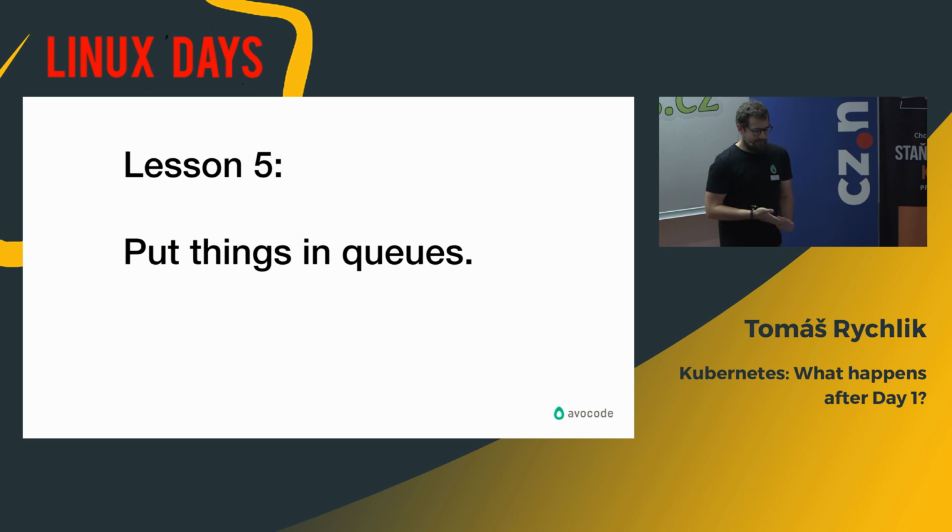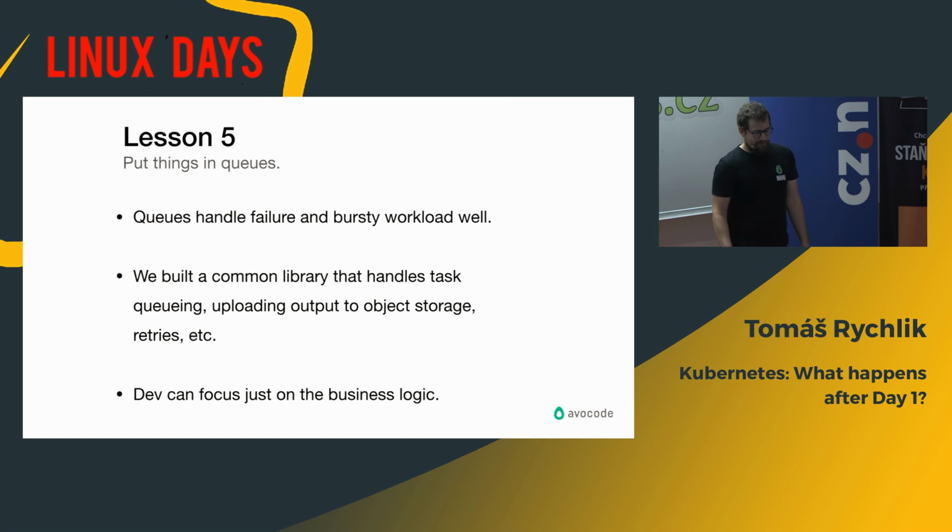So the next lesson is lesson 5. For us, it was: put things in queues. This seems pretty obvious for design processing, and it's part of our strategy for handling failure and bursty workloads. For us, queues handle both of these pretty well. If a task gets interrupted, the message is returned back to the queue and retried by a different worker. We auto-scale based on the queue size, so we can be very dynamic, and coupled with some rate limits, it's very powerful and can handle these bursty workloads.